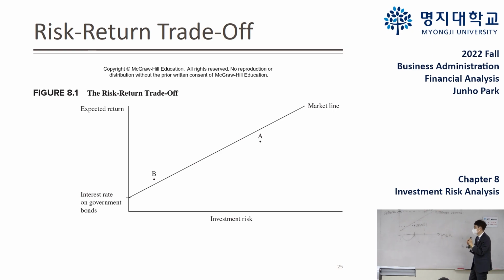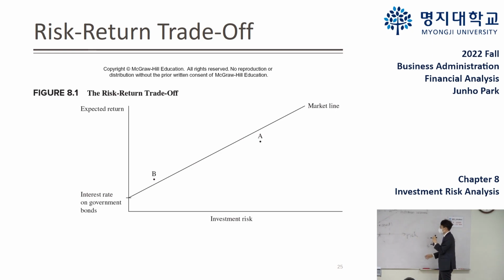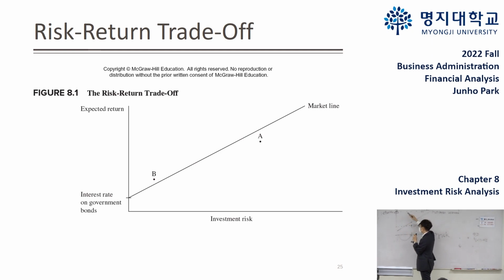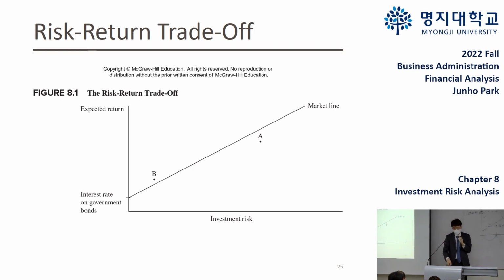So conclusively, you are going to reject every investment below this line, but you are going to accept every investment above this line. So in this shaded area, you are going to accept it, and then you are going to reject everything below. So that's the meaning of this market line.